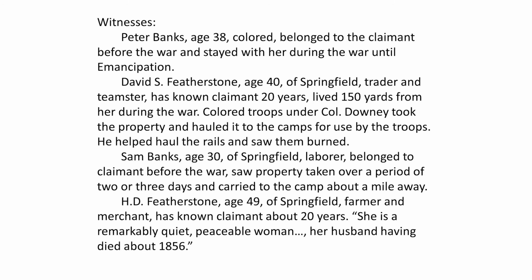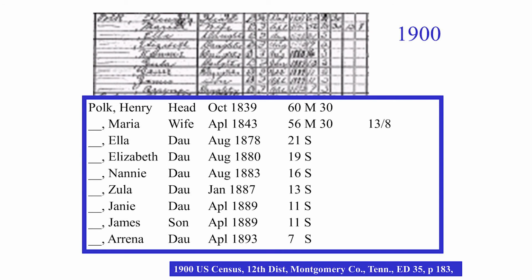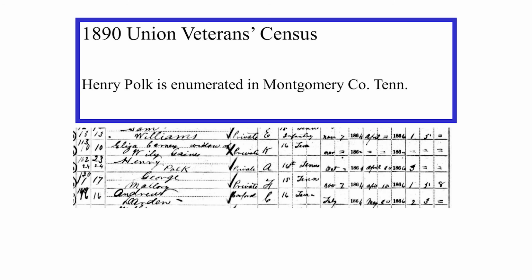Okay, the Polk family. I've got to do Montgomery County real quick. Henry Polk, born 1839, died 1900. He has a farm. Here's the 1880 ag schedule. Let's go quickly. I talked about the 1890 Veteran Census again. There's Henry Polk. He's a private in the 16th Tennessee. There's the time he served, three years. Okay? And in this particular case, I can go to that veteran schedule.